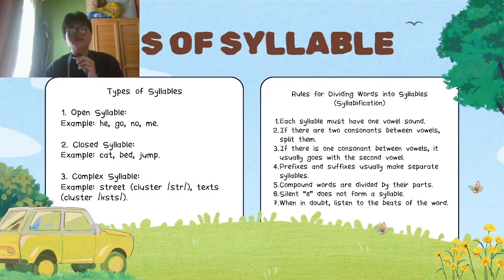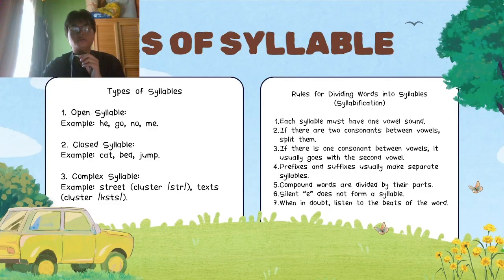And then the types of syllables. The first one is open syllable. It ends with a vowel sound, and the vowel is usually long, like he, go, no, me. And then there's closed syllable. It ends with a consonant sound, and the vowel is usually short. Like the example is cat, bed, jump. And then there's complex syllable. It has consonant clusters at the beginning or end. Like the example is street and Texas. You can see the example there.